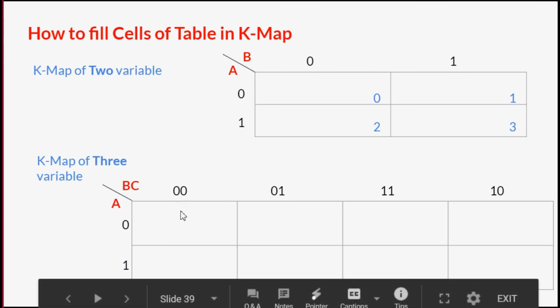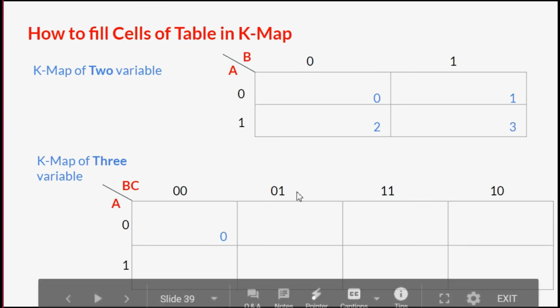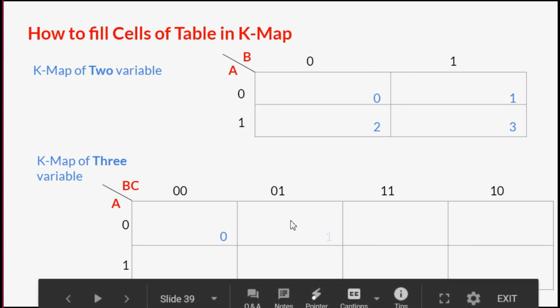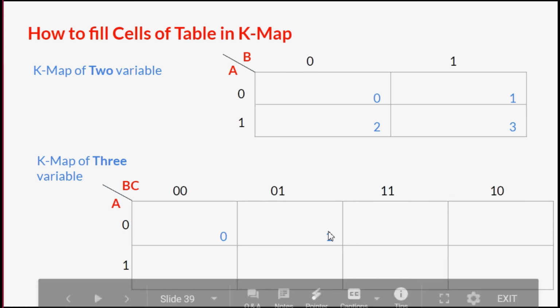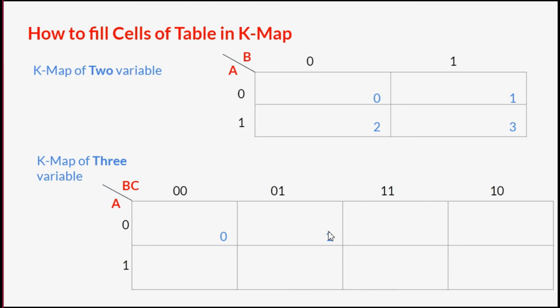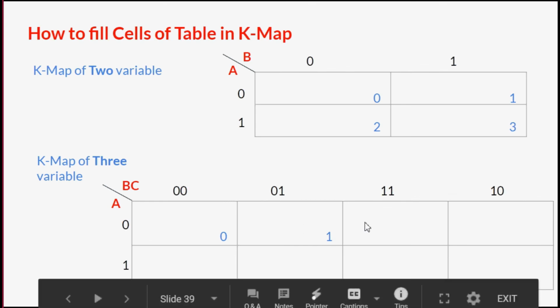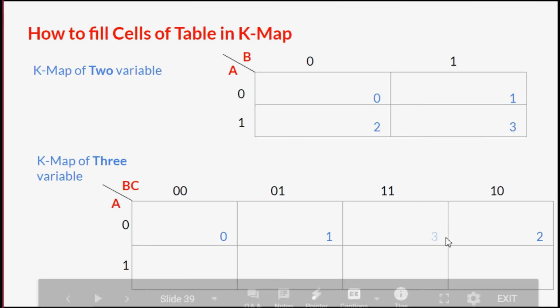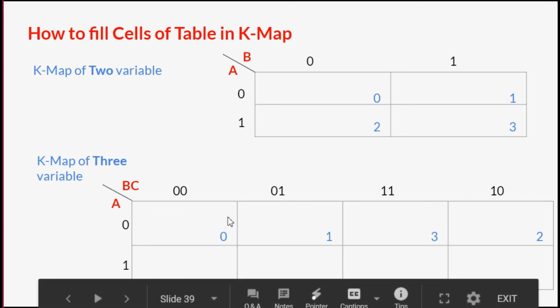Now when all the terms are 0, the result comes out to be 0. When A is 0 and B, C is 0, 1, the result comes out to be 1. Again I am saying, if you don't know how to convert your binary number system into the decimal number system, please go through my previous videos. Get to know properly how this conversion is done. Next, if A is 0 and B, C is 1, 1, I am going to have a result that is 3. And next, if A is 0 and B, C is 1 and 0, the result is 2.